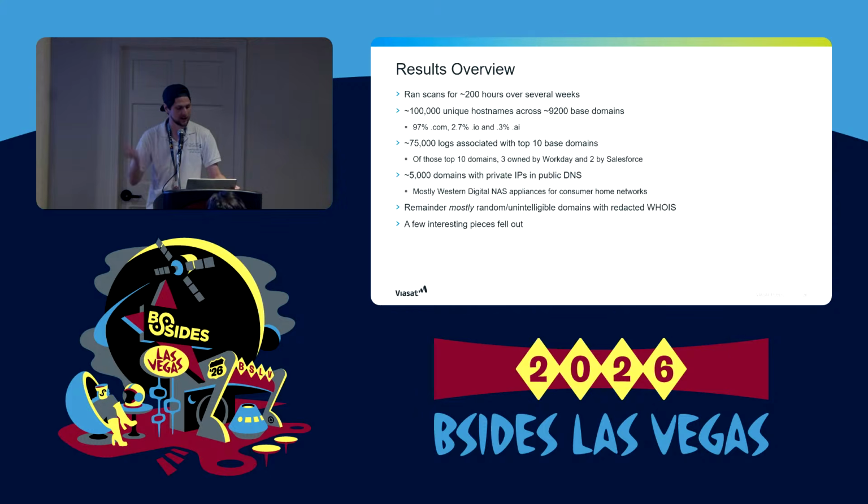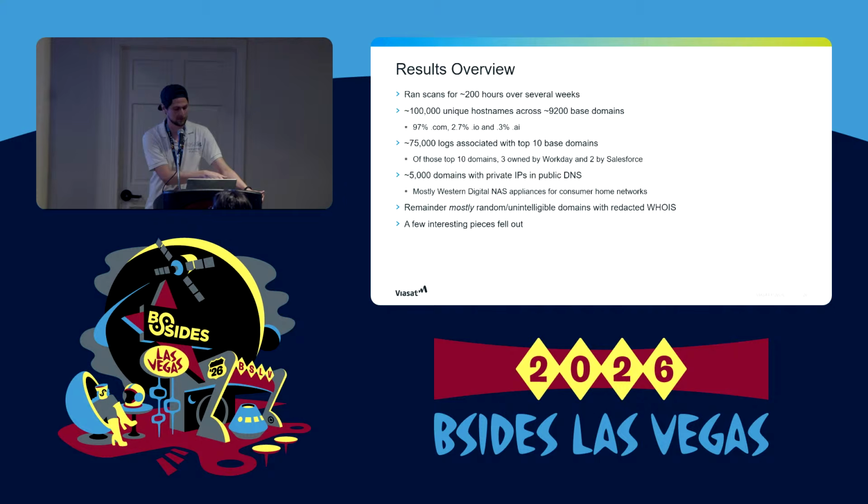Once we cut all that crap out, I've got about 5,000 domains left that have private IPs in public DNS. I thought this was really interesting. Most of these are actually Western Digital NAS appliances on people's home networks. When you buy a Western Digital home NAS, you can plug it in and say, yes, give me a cert, and it'll generate all of the stuff in the public DNS system and public CAs, but you're only using it privately. So that's kind of interesting.